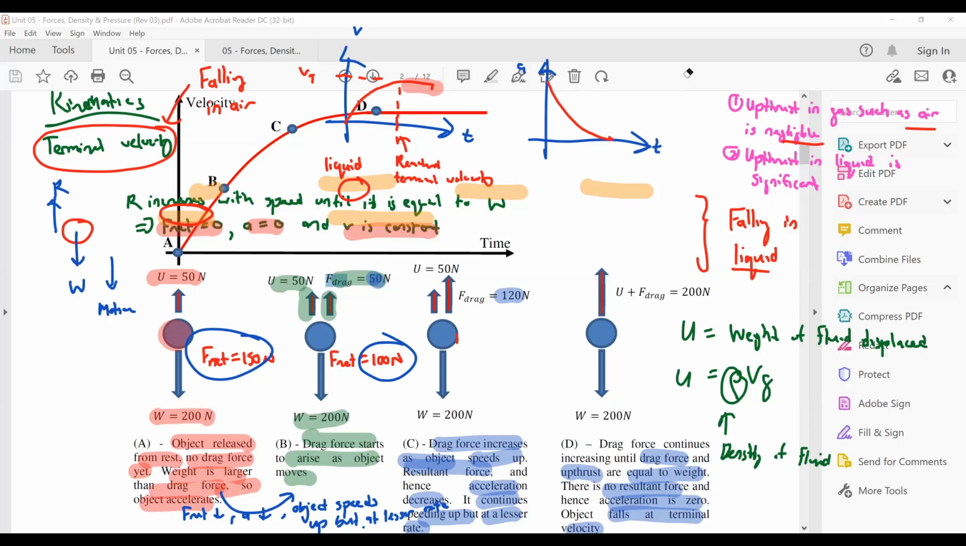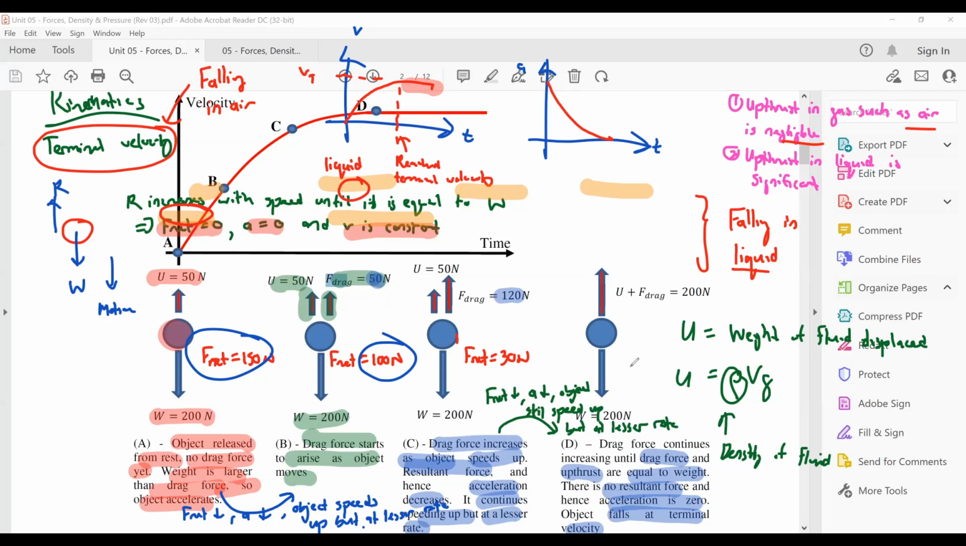So here, let me just try to draw something else again. Here, your F net is 50 plus 120, so it's 170. 200 minus 170, you have 30 Newton. So you can also say the same thing here. This one here, your F net decreases, your A decreases. So the object still speeds up, but at a lesser rate.